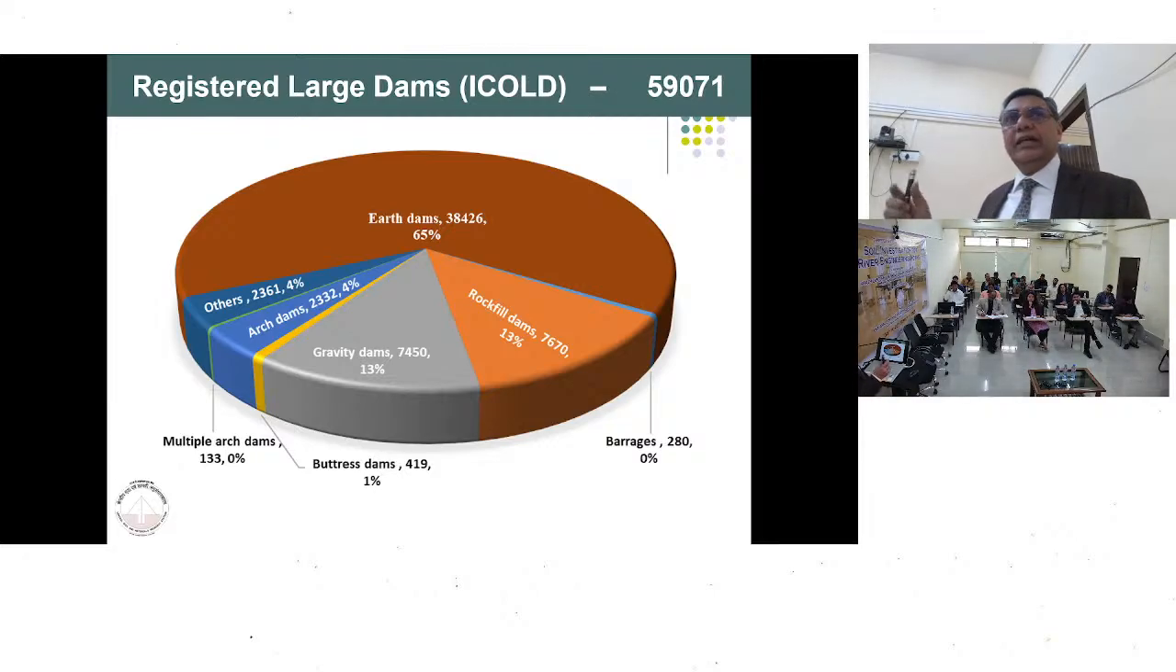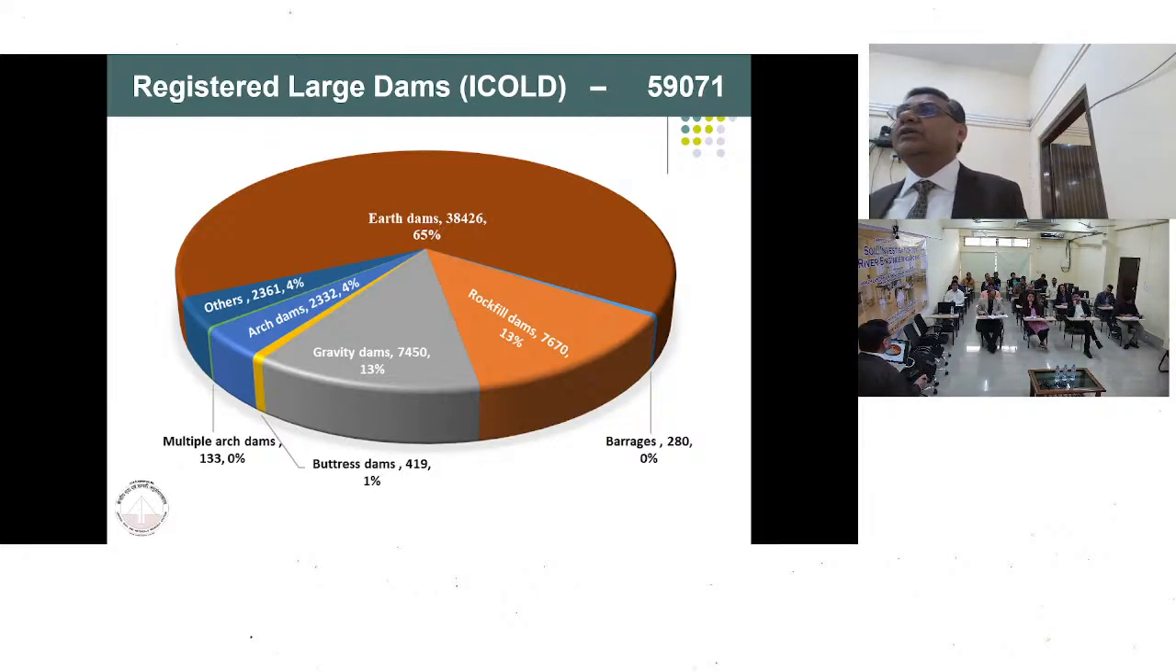Arch dams are relatively less because arch dams require a strong foundation and strong abutments, because it is by the arching action that we try to distribute the load coming on the dam face into the abutments.